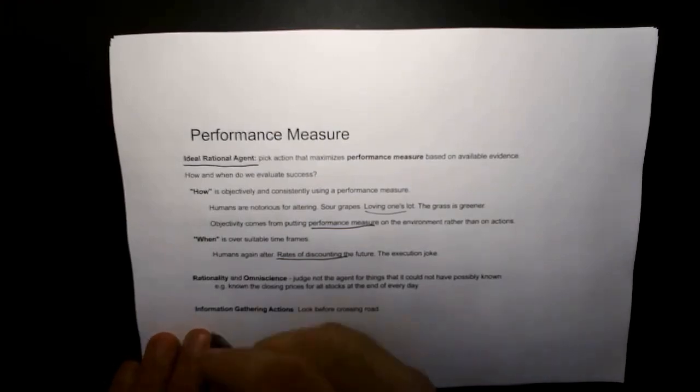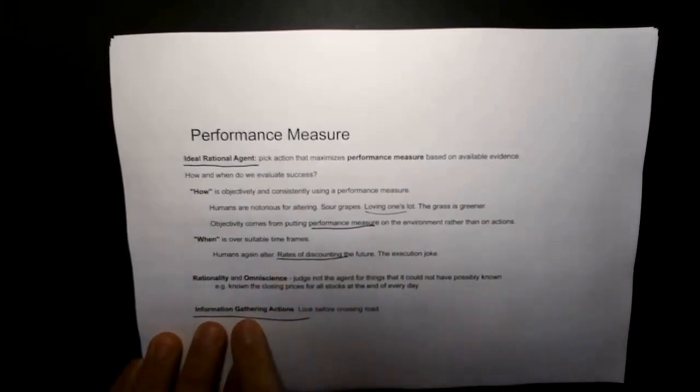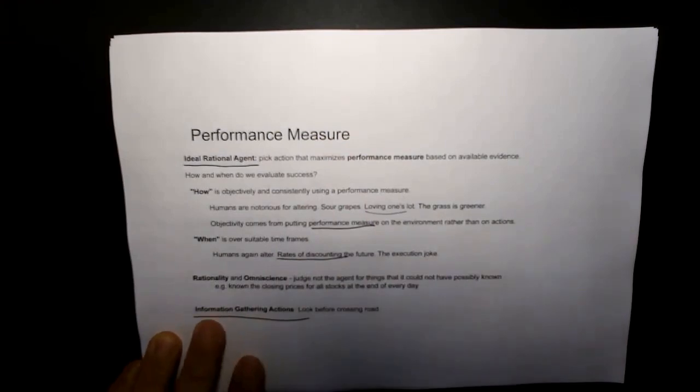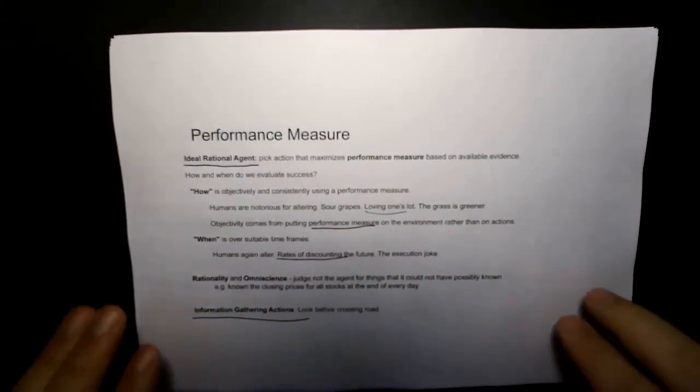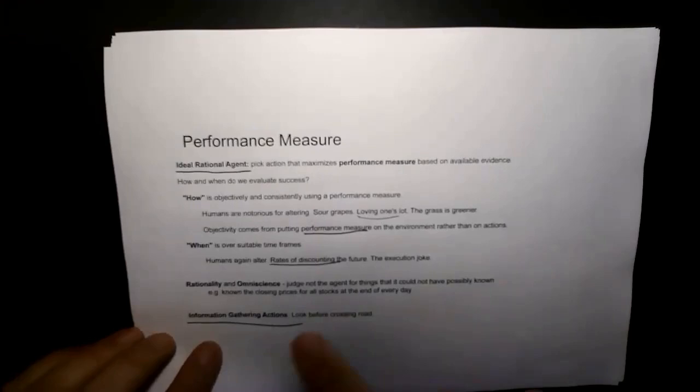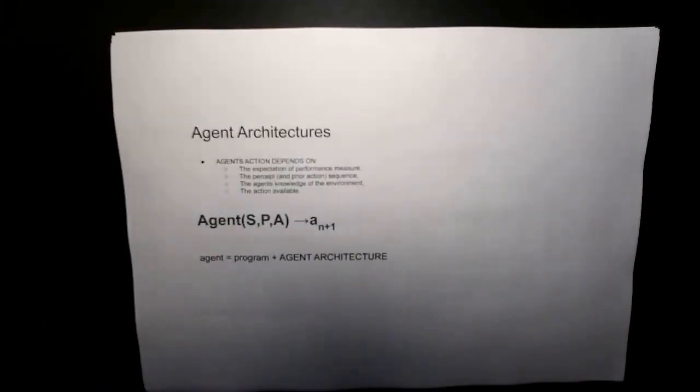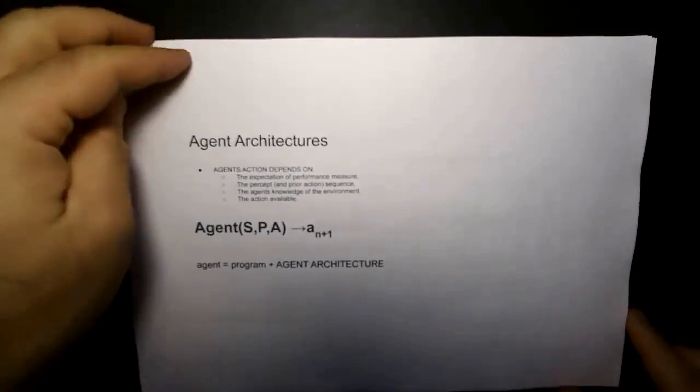Also, what's interesting is that what falls out of this is that information gathering actions can be fully explained by setting up this kind of logic or regime. If you think about it, you can actually come up with an explanation for looking before you cross the road. Okay.